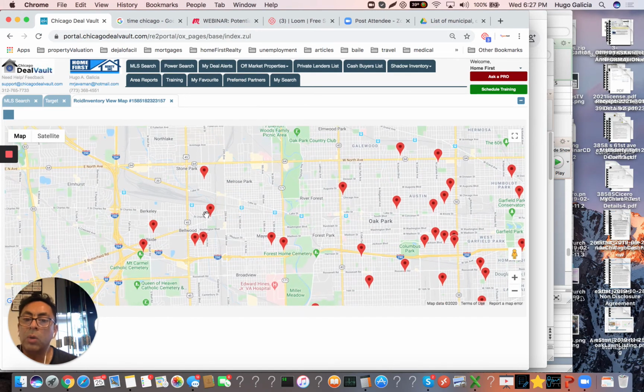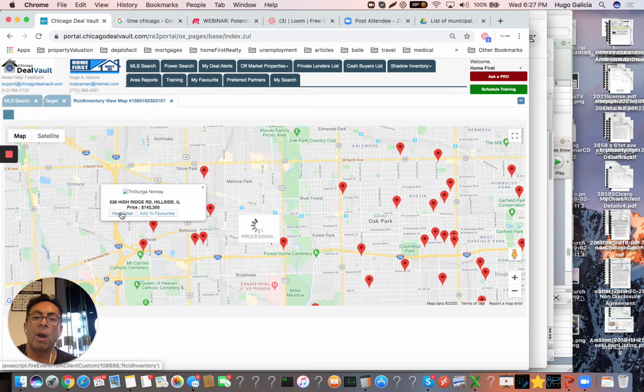So right here, for instance, I go here, Stone Park. We have Bellwood. Bellwood is Hillside. So these are areas very strong for rents. Berkeley, that's a great area for rents. Hillside. So here, the way to analyze a property is you just click on the property.